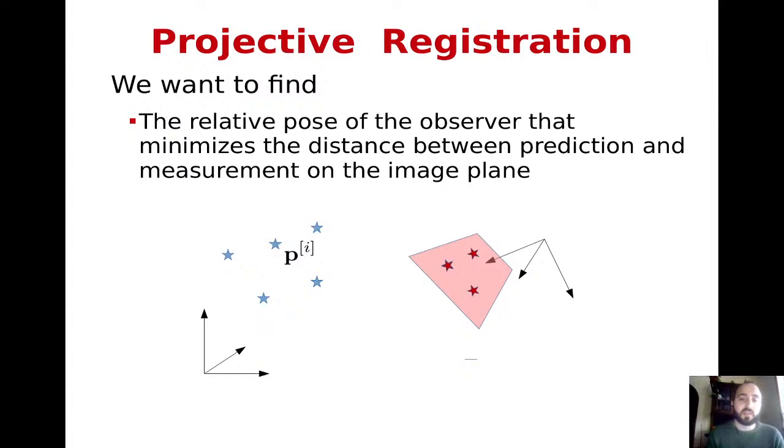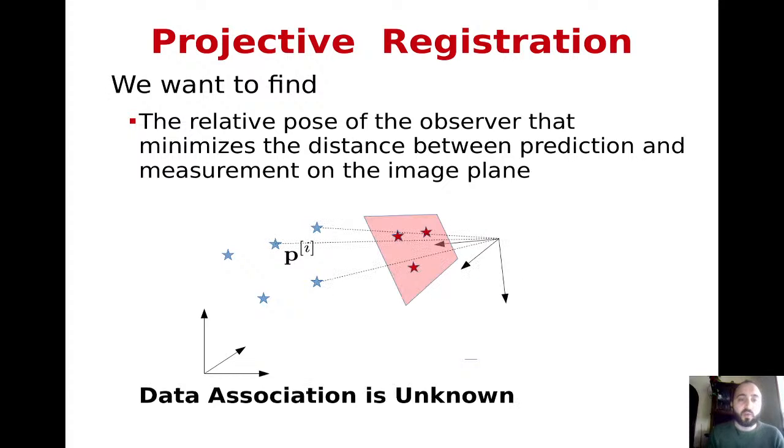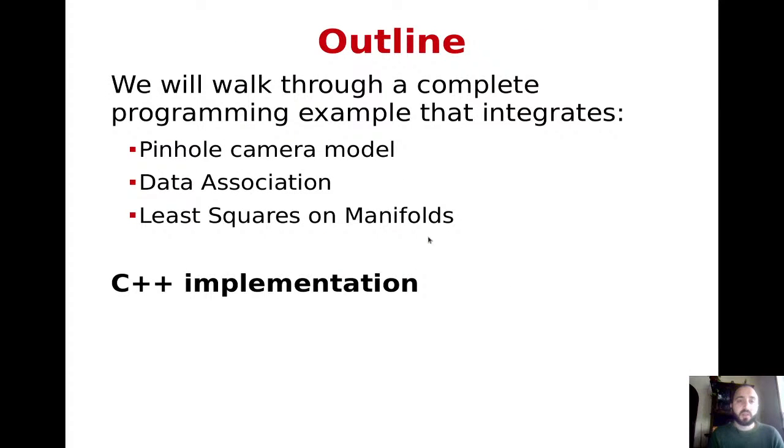By minimizing those reprojection errors, we can find the relative transformation between the observer and the world frame such that the projections on the image are aligned with the 3D points, in the sense of the projection, of course. And for this exercise, we will also assume that the data association is not known, meaning we don't know which 3D point generated which observation. Okay, so that's the setting.